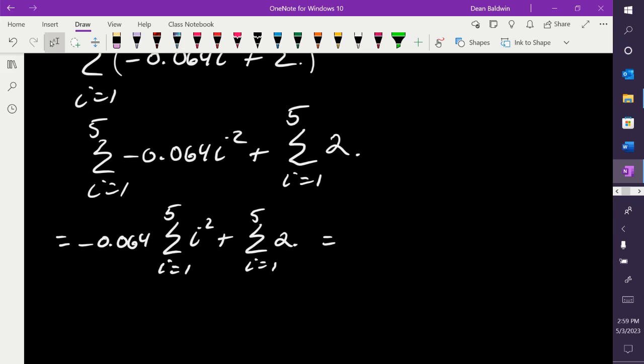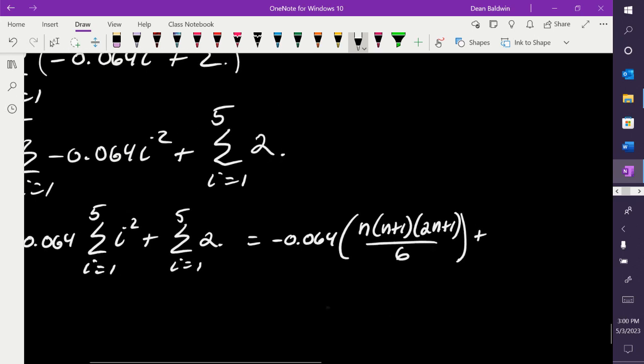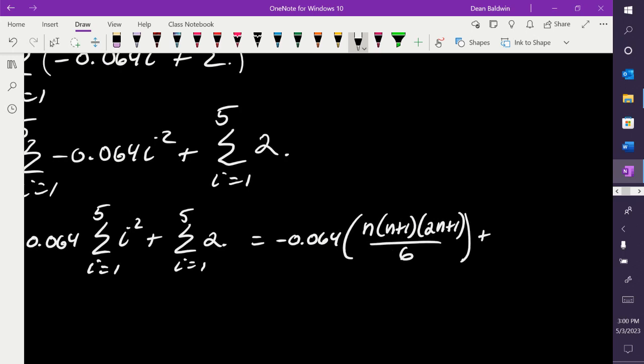So now what do we do? Formulas. Yeah, we've got it down to the formula. What's the sum of i squared? It's n times n plus 1 times 2n plus 1 over 6, right? Plus the summation of 2, which is a constant, is just nc, right? And then you just put in your n value, which is 5.